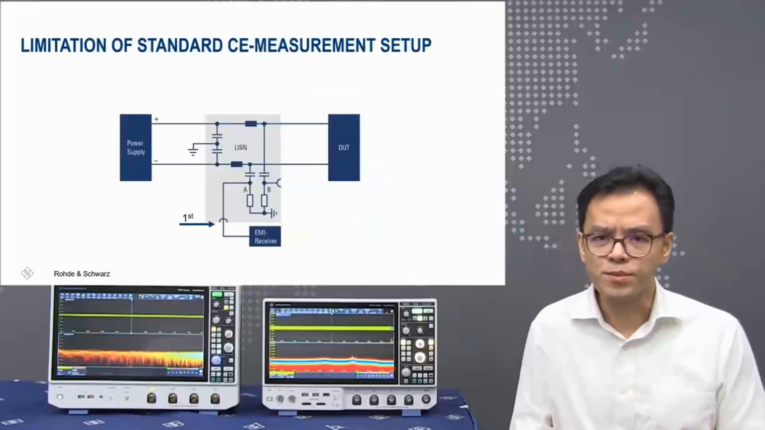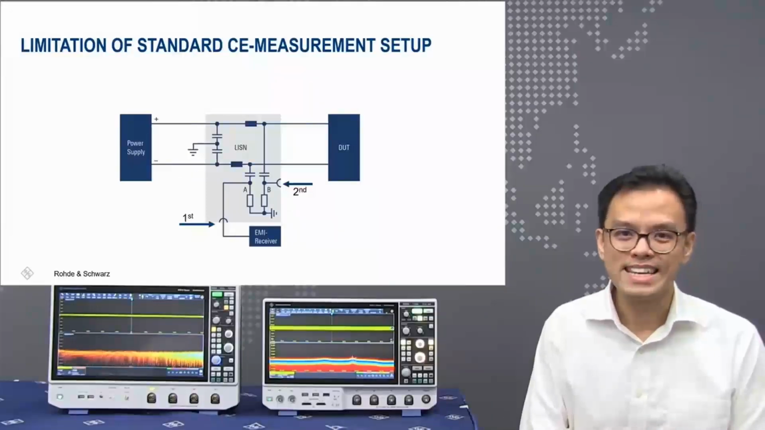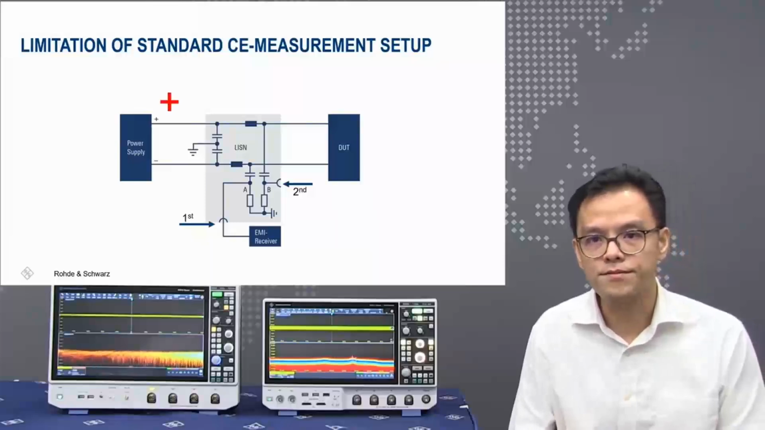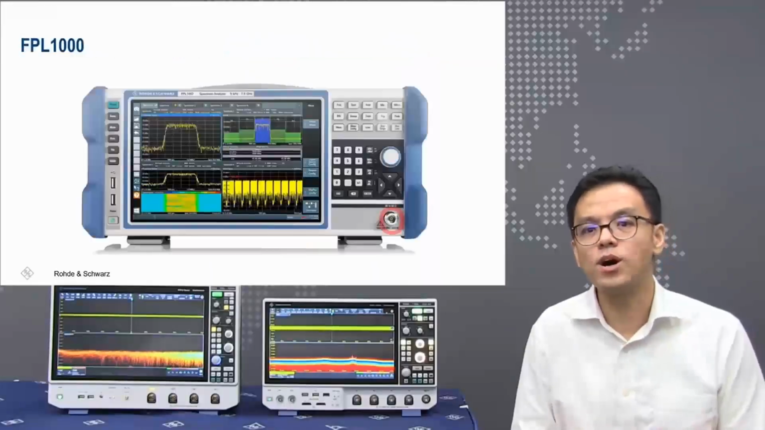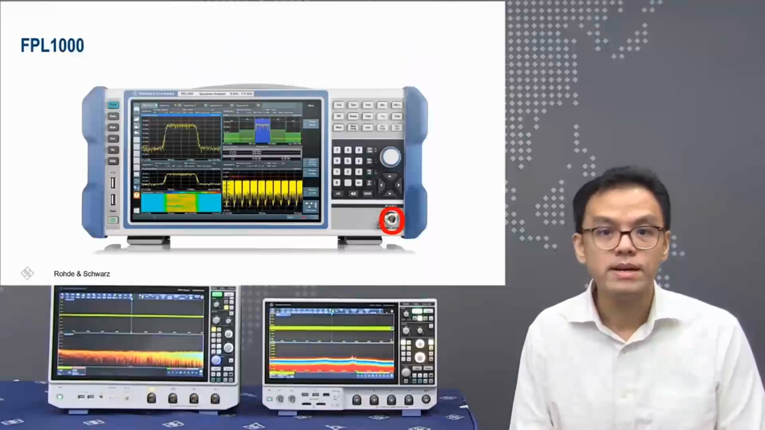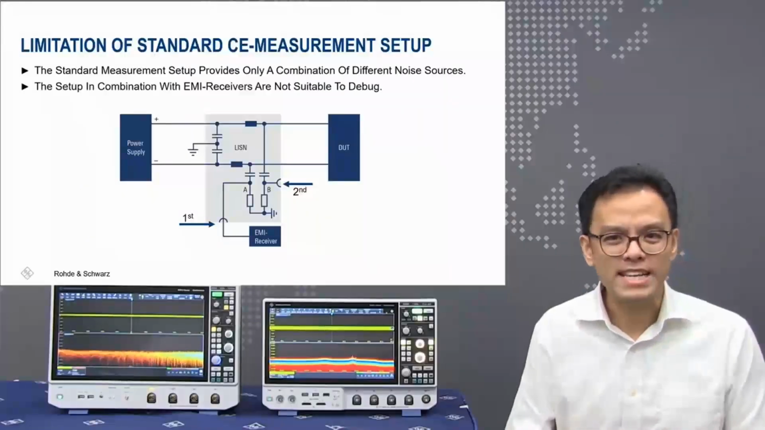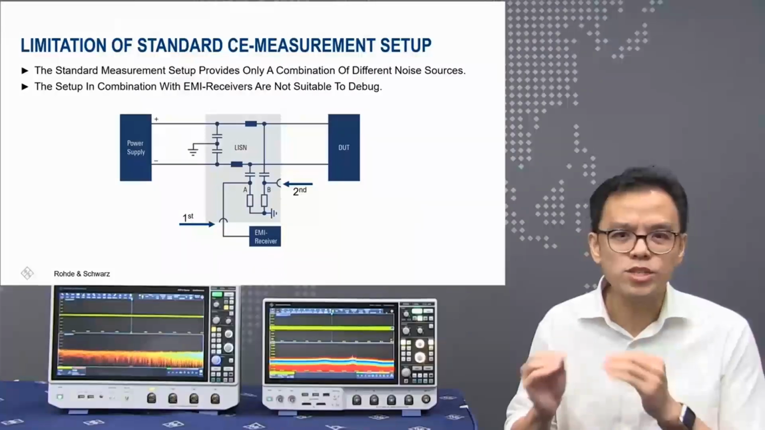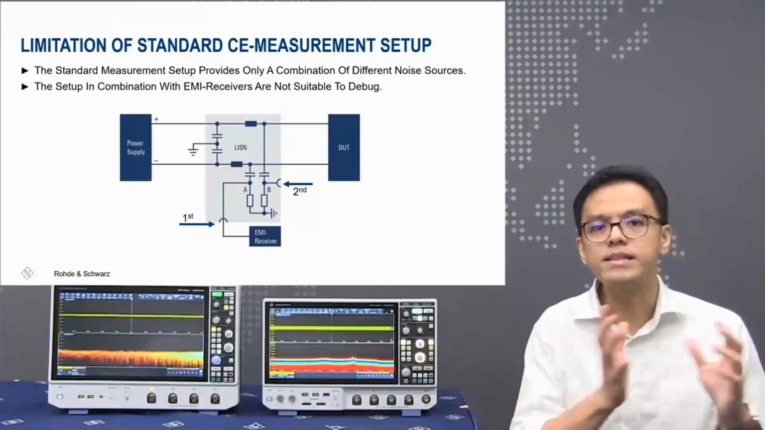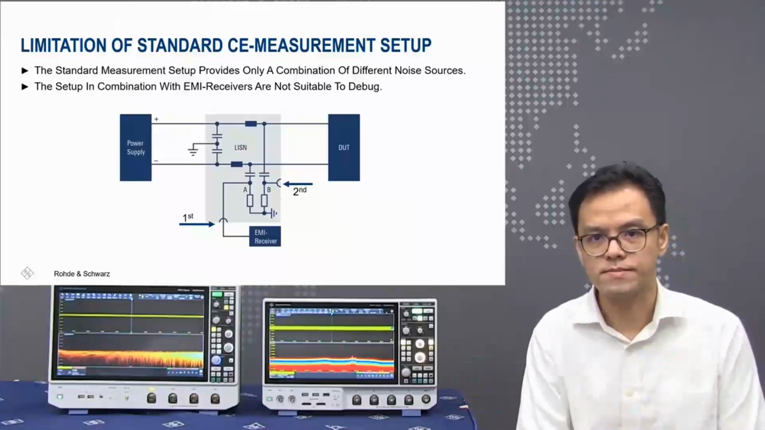However, when we use the two-port LISN, it taps both positive and negative lines, while a receiver typically only has one port. This setup allows us to measure magnitude and frequency accurately, but does not distinguish between common mode and differential mode noise.